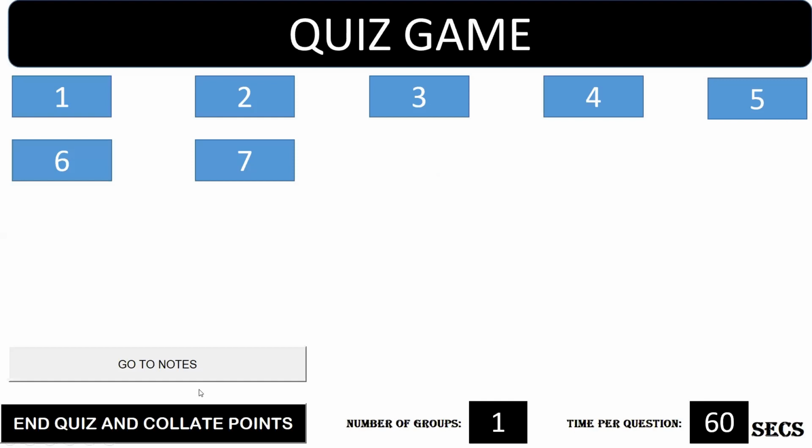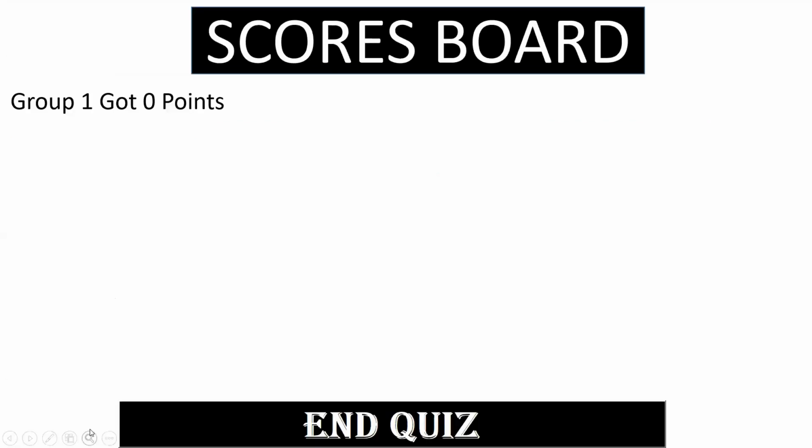It's time for assessment. Click, then take the questions one after the other. The group is 1. If you don't want that, you could actually have multiple contestants. All you need to do is to put the number of contestants in this box. But I just need an individual or a group. That's why I have 1 in that box now. So end quiz and collate points. No group answered any question. That's why it's showing up as group 1 got 0 points.